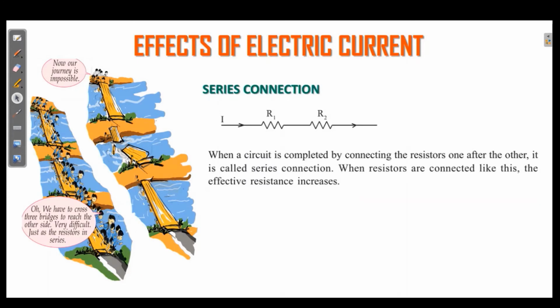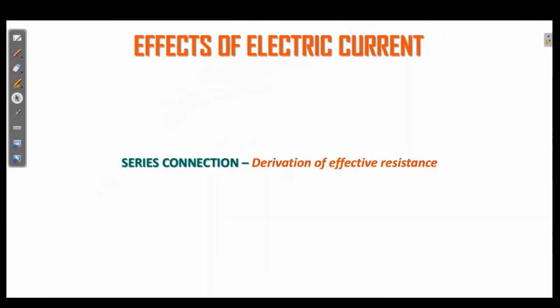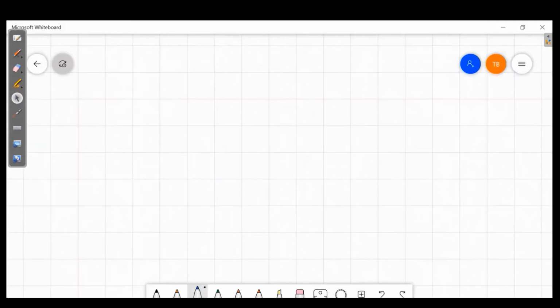Then we can go to the derivation part. Just take a paper and pen. We can derive the equivalent resistance RS. What happens if we connect two resistors R1 and R2 in series, right? The derivation of effective resistance is very important. So many times the same question has appeared in the exam. Okay, so just take a paper and pen. Let's try starting with me.